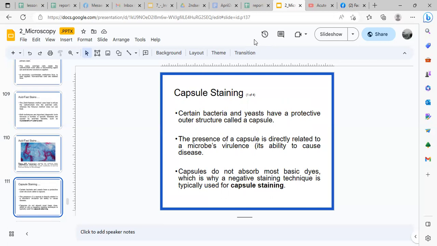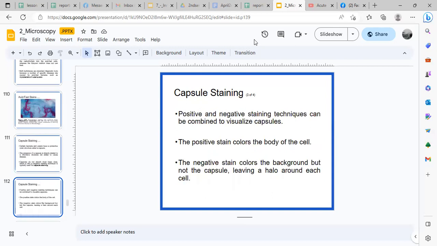Okay? So, because capsules do not absorb most dyes, you use a negative staining technique. This is used for capsule staining.